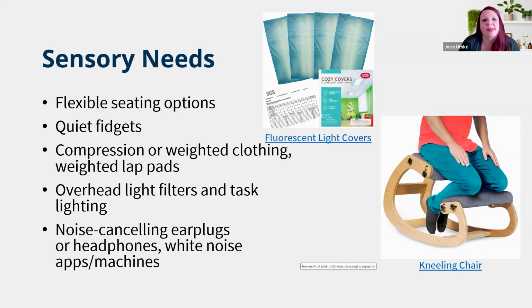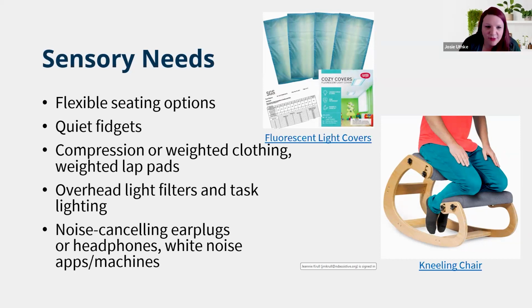So some different ways to get sensory input. Flexible seating options is great. There's different kinds of fidgets, and these aren't just for students. Adults can very much benefit from these. They have an adult line. They even have some beautiful fidget jewelry that you can use.